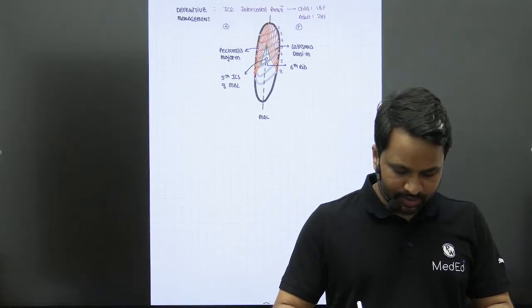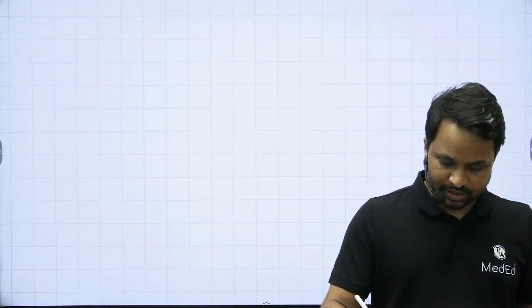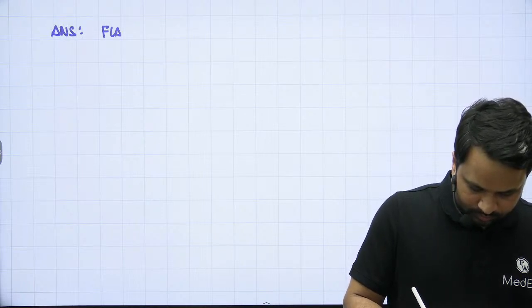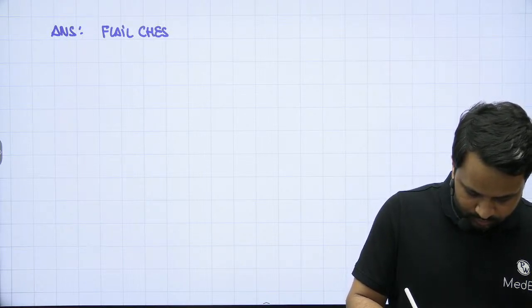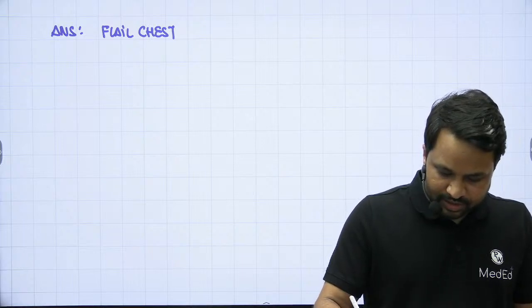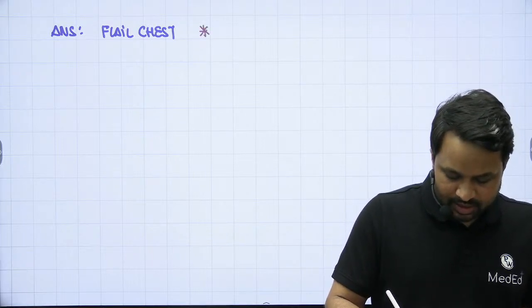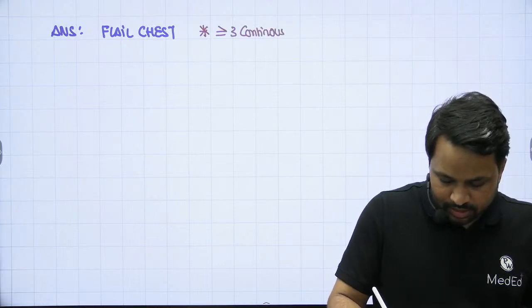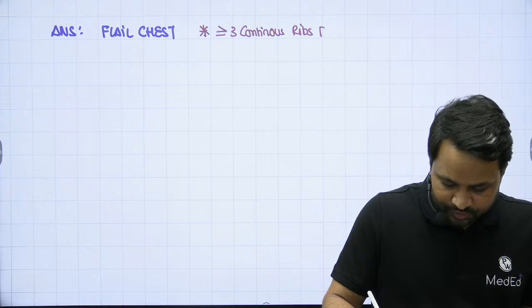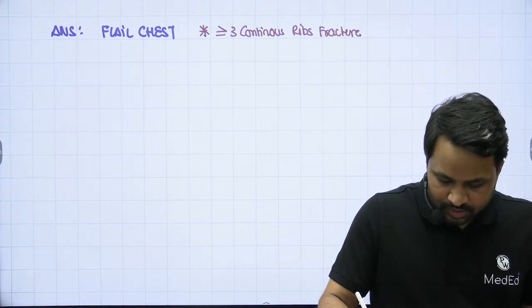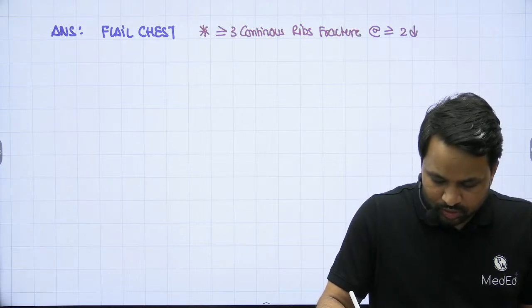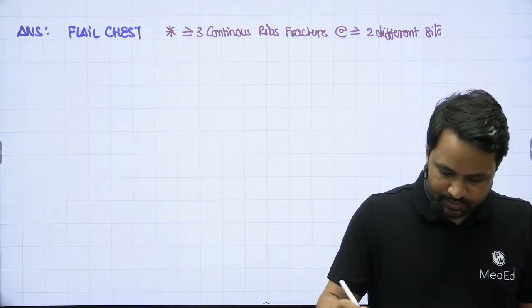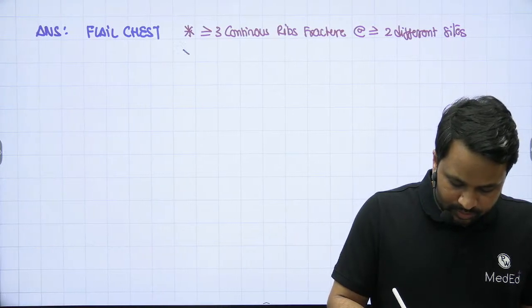The last topic, which is again a short note, is flail chest. There are two definitions of flail chest: one is ATLS and another is Bailey's. Bailey's definition says when there are 3 or more continuous ribs fractured at 2 or more different sites.